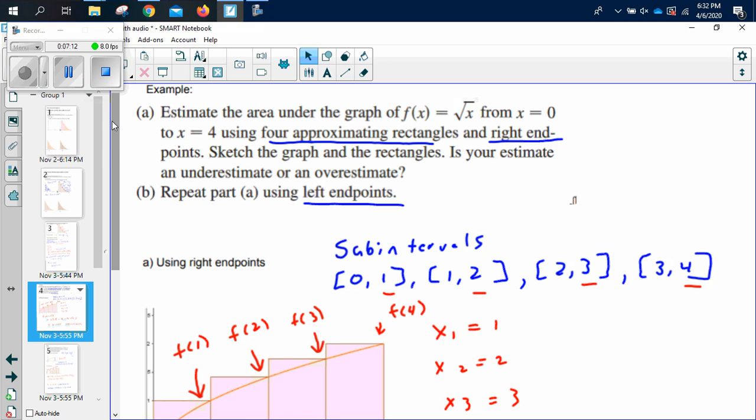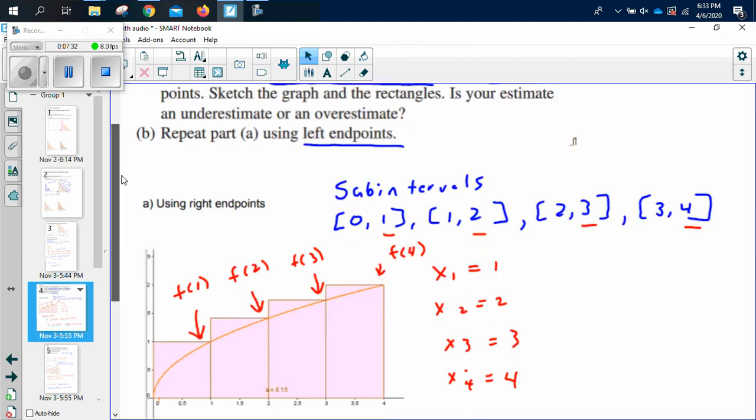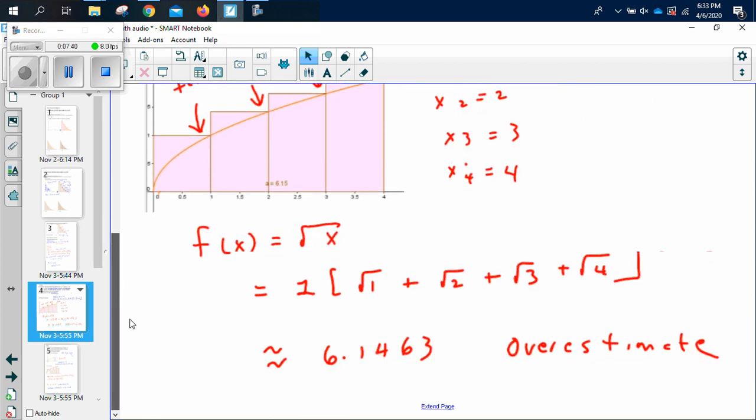Now, what I'm going to do differently in this example, well, it's actually a different function and a different interval. And I'm going to do it 2 ways anyways. I'm going to use right endpoints and I'm going to use left endpoints. So you'll see what the difference is. So first of all, this is the function f of x equals the square root of x. And my delta x, you should always figure out what delta x is going to be.